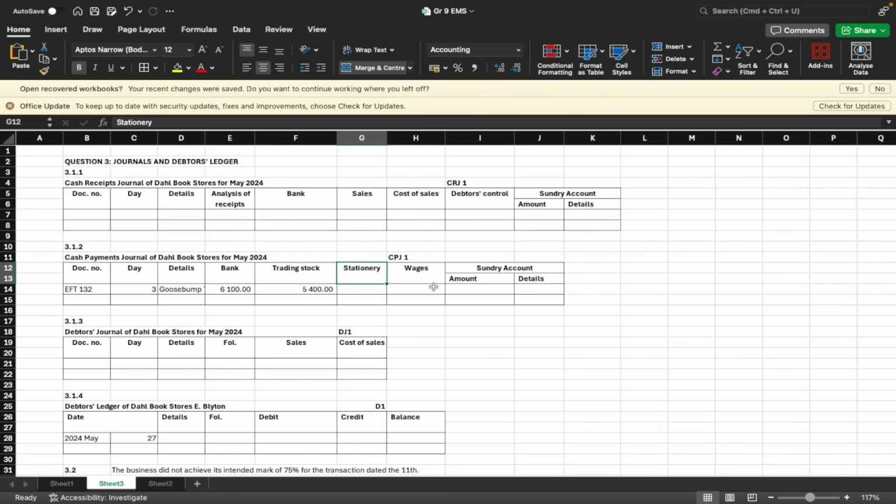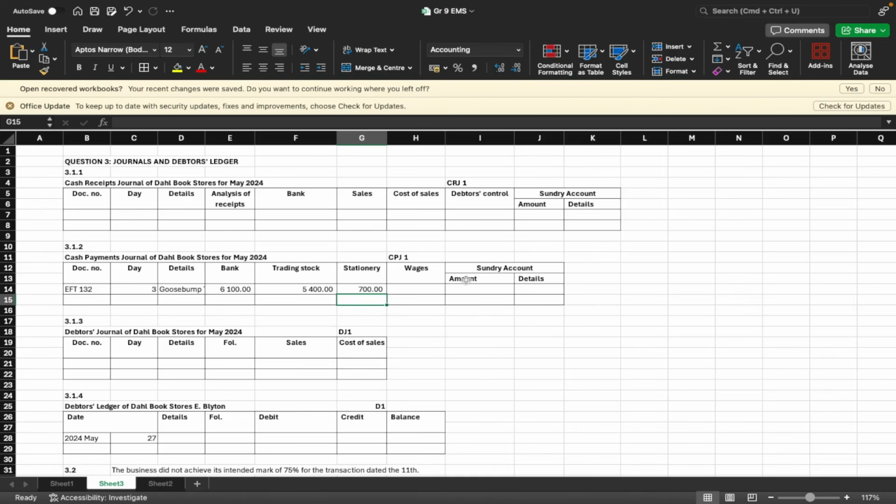Well, it's not called printing paper, but I hope you know printing paper falls under stationery, and that's where we're going to put the balance. And how much is the balance? Well, we're just going to take the 6,100 minus the 5,400, and we'll know what the balance is, the 700 rand. Okay, and you're done with that transaction. That's all you needed to do there.